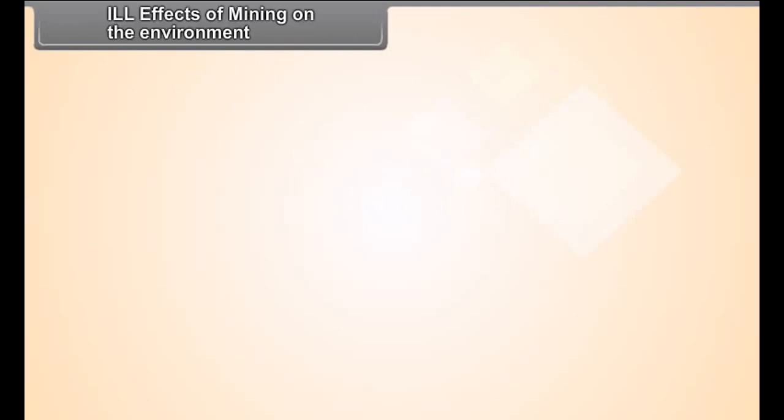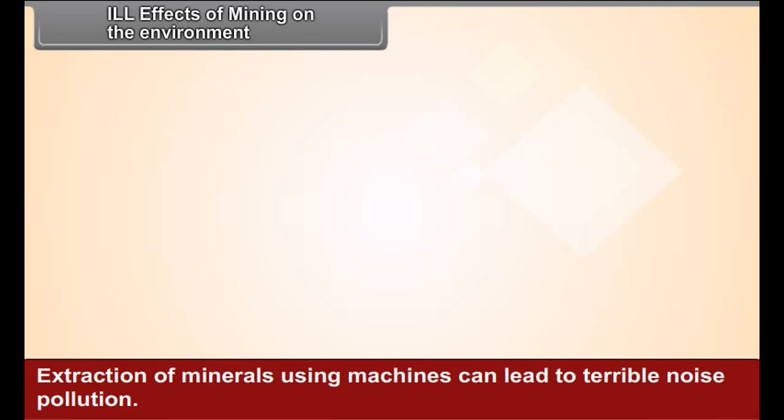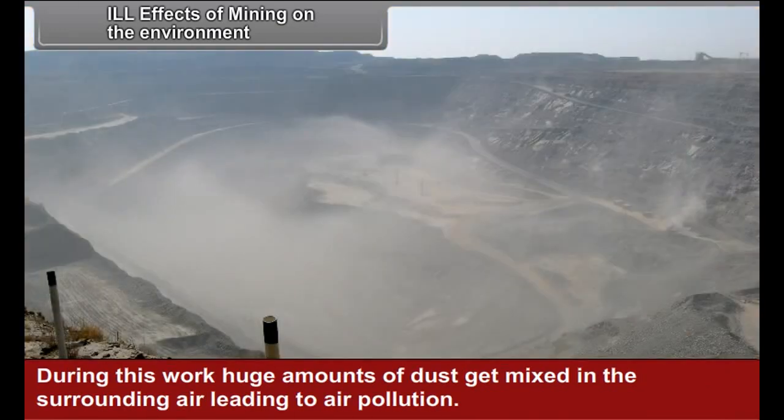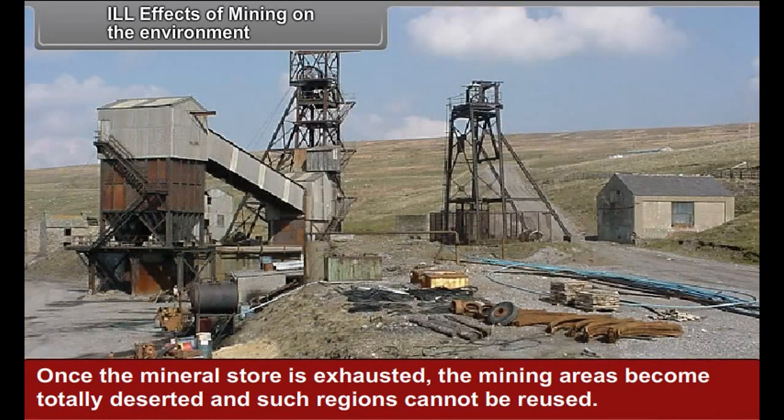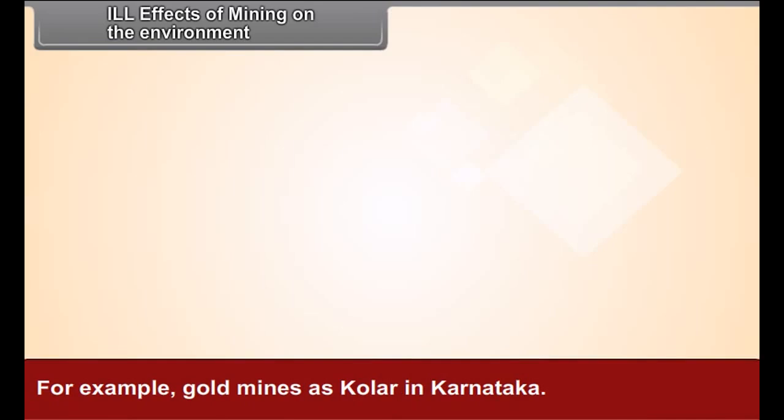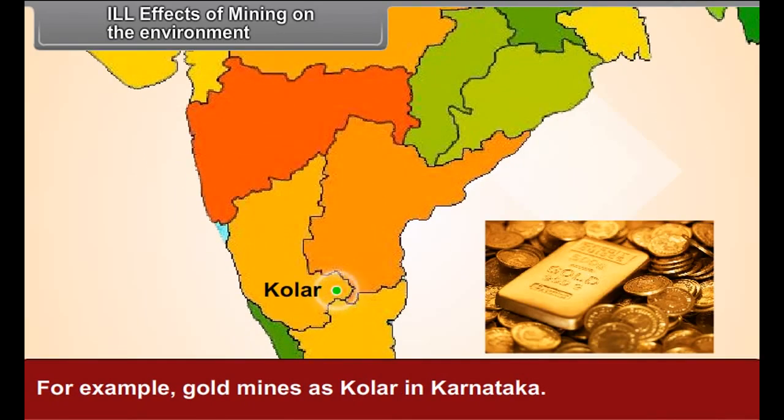Ill effects of mining on the environment. Extraction of minerals using machines can lead to terrible noise pollution. During this work, huge amounts of dust get mixed in the surrounding air, leading to air pollution. Once the mineral store is exhausted, the mining areas become totally deserted and such regions cannot be reused. For example, gold mines at Kolar in Karnataka.